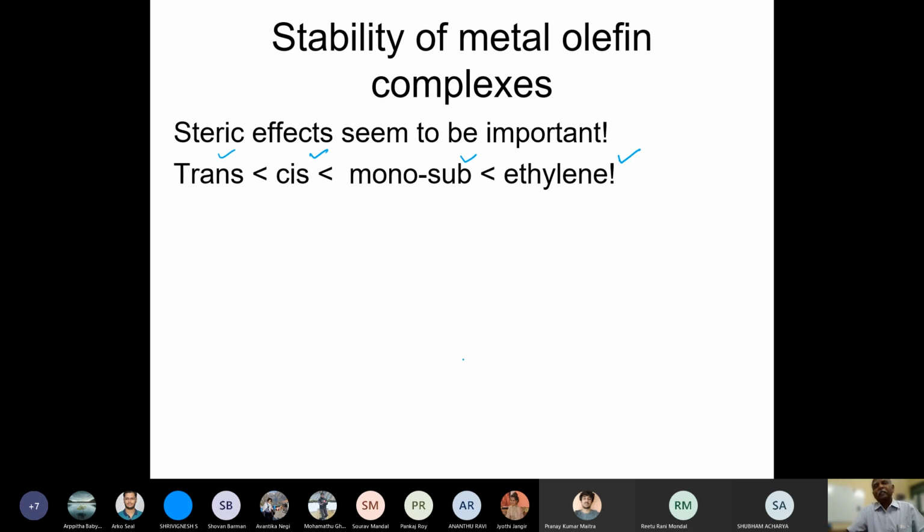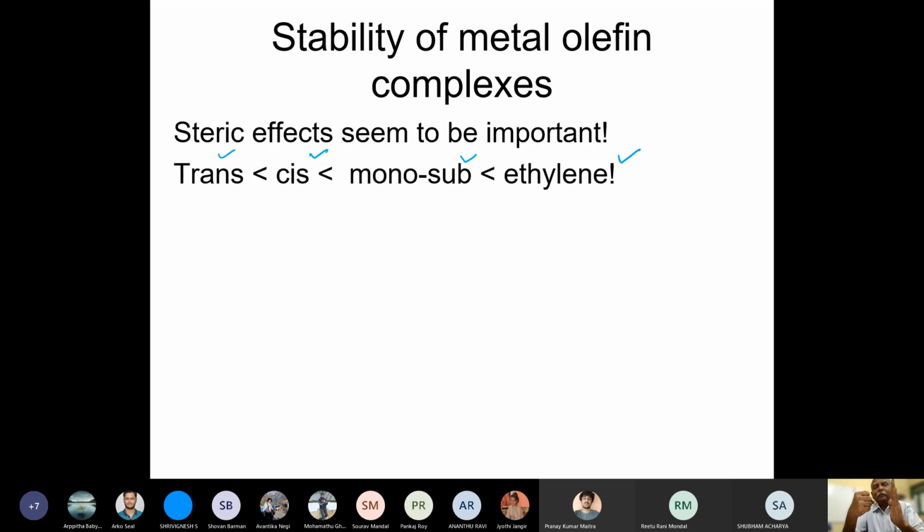Why is this the case? Imagine a metal and an olefin interacting with each other in this fashion. The moment you have cis substitution, you can slightly turn it so that you can move the alkyl groups away from the metal.